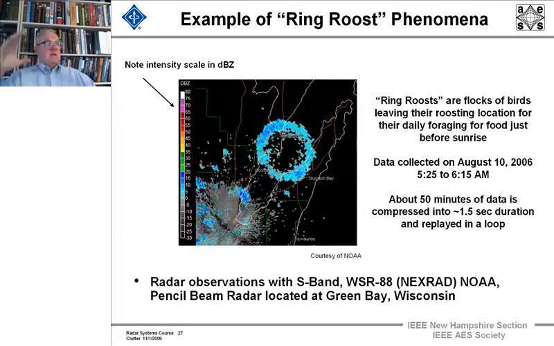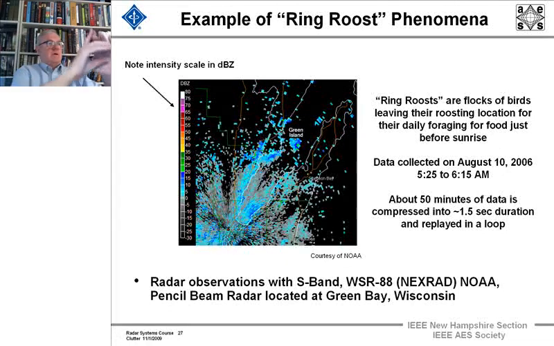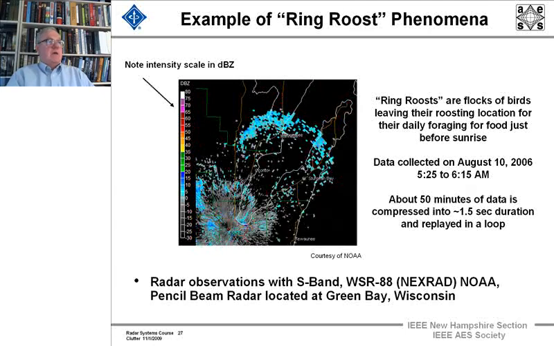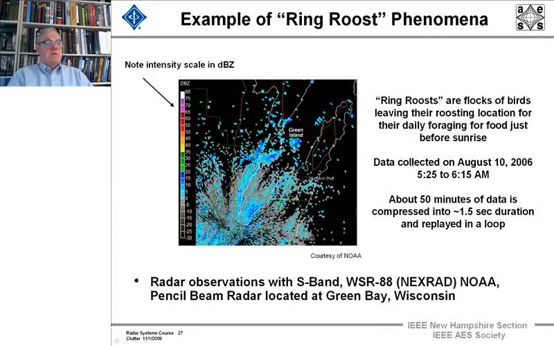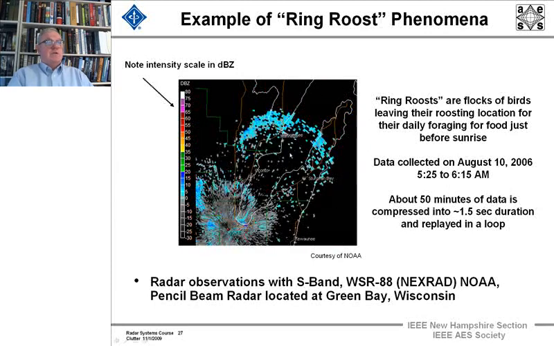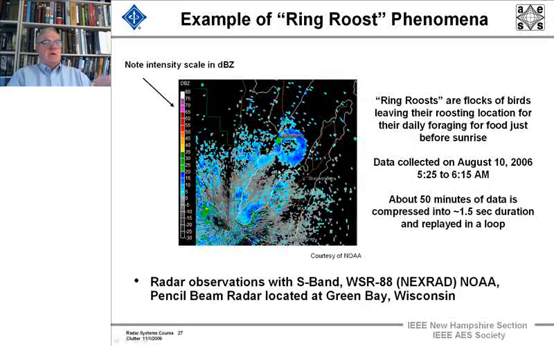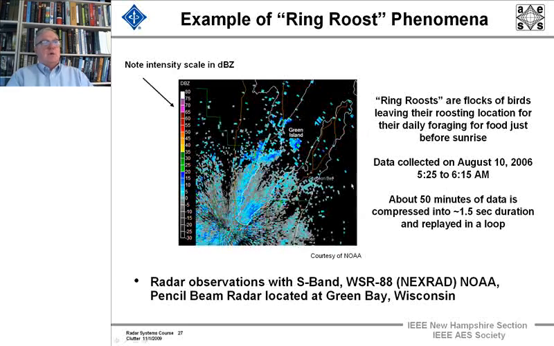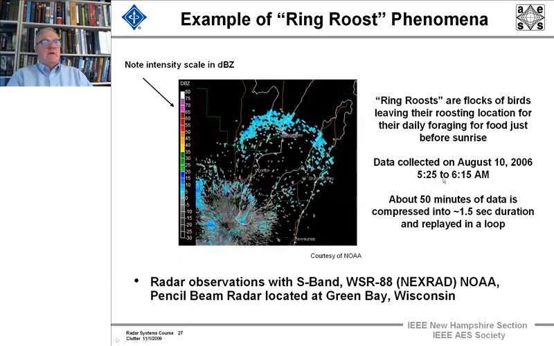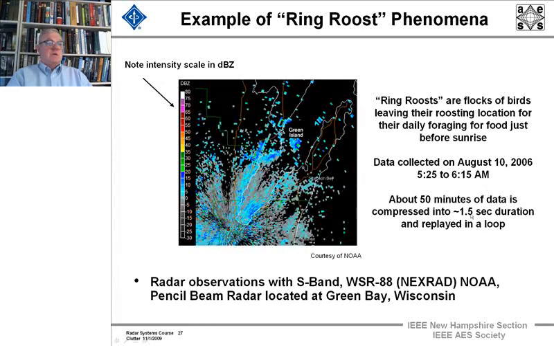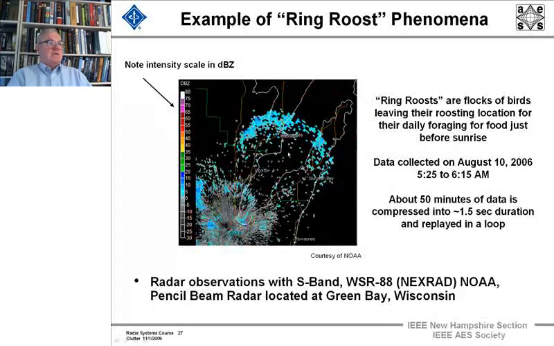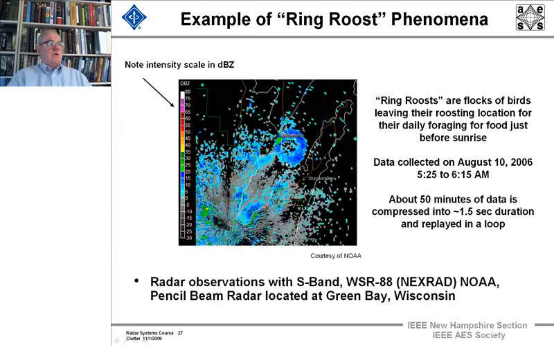And at sunset, the rings will come back and they'll compress down. And the location of this particular roost is on Green Island in Wisconsin. This data that you see here in a cyclic loop was collected between 5:25 and 6:15 in the morning, and you see the 50 minutes displayed in 1.5 seconds. So it gives you the idea of the motion.